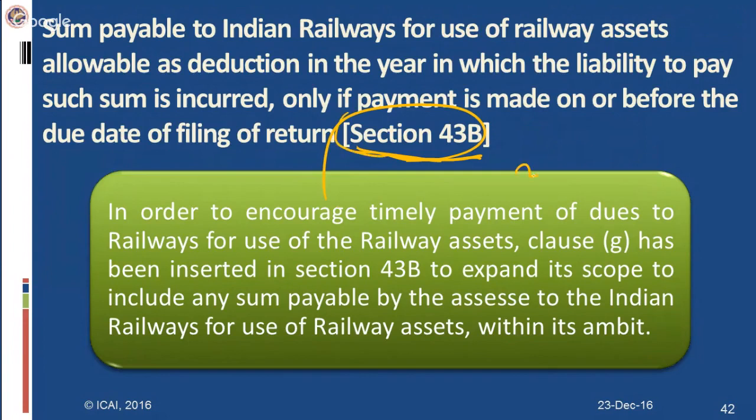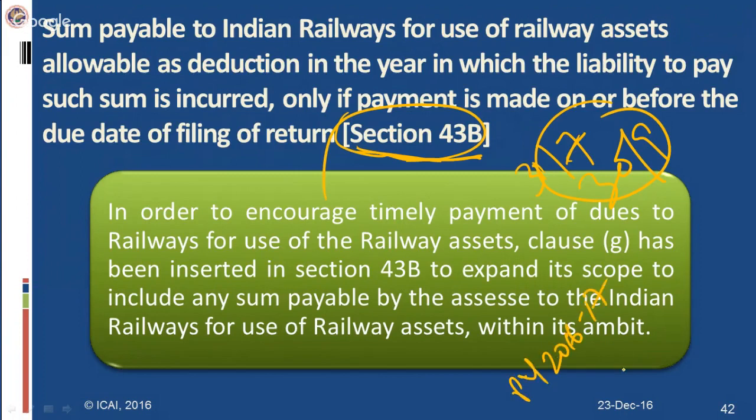You get time up to 31st July. 31st July is the due date for filing return of income in non-tax audit cases and 30th September in other cases. So if you take the previous year 2016-17, it's up to 31st July 2017 or 30th September 2017, only if the payment had been made in respect of certain items like interest payable to banks, employer contribution to Provident Fund, or tax, duty, cess or fee paid. There are several items listed under 43B.